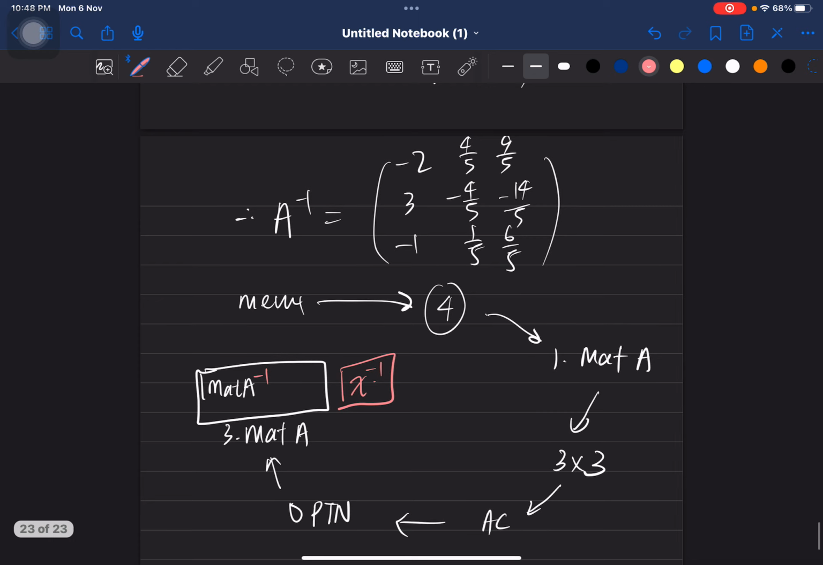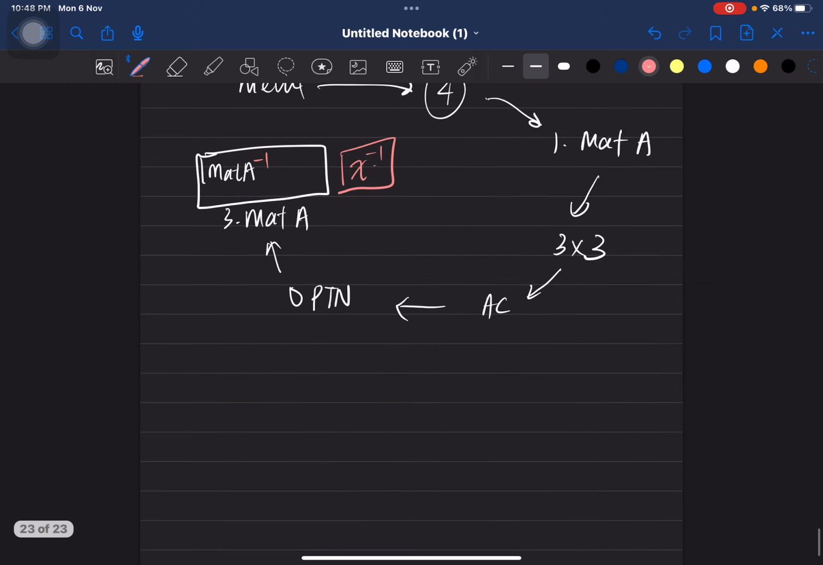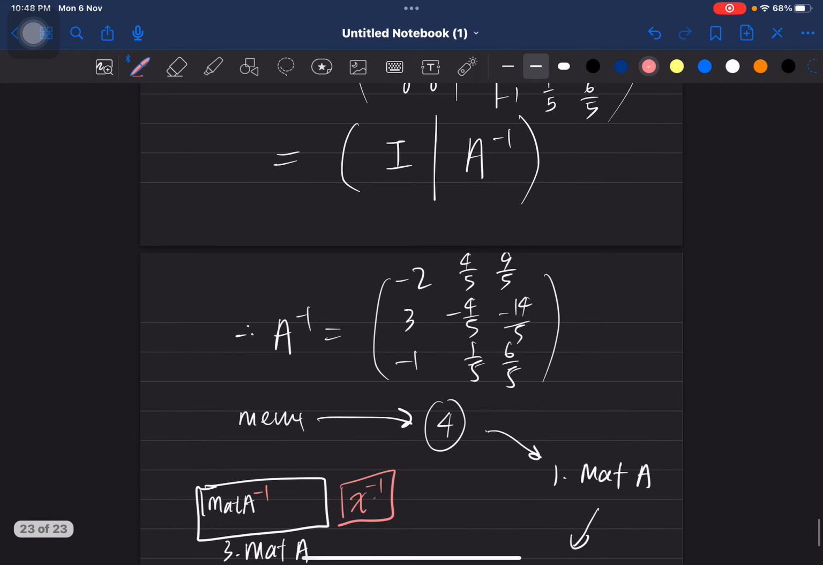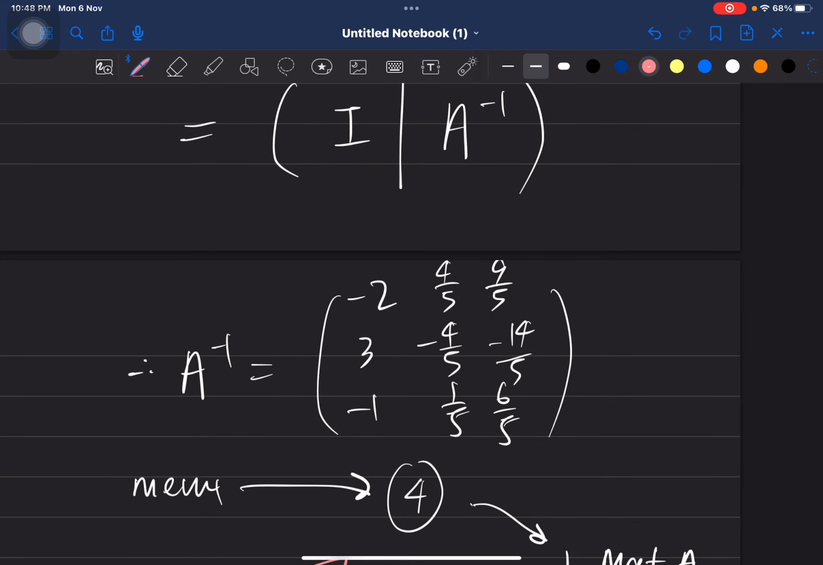So this is how you check your answer. You can use the right, left button to go and check all the answers, because they're all in decimals. We are in fraction, right? So how to check? Press 1 by 1 to check. So negative 2, correct. 4 over 5, 9 over 5, go down. Negative 14 over 5, left. Negative 4 over 5, 3, negative 1, 1 over 5, 6 over 5. So this is how you check your answer in exam.